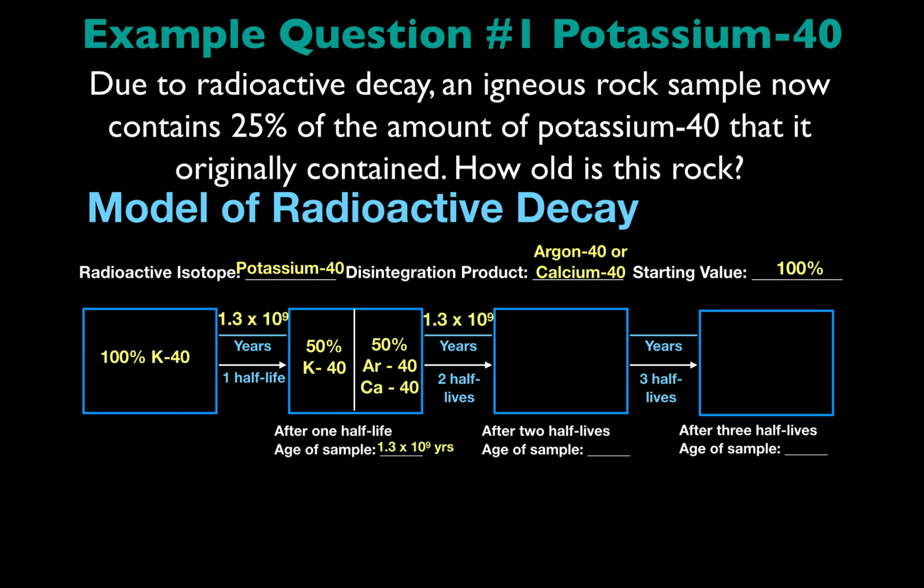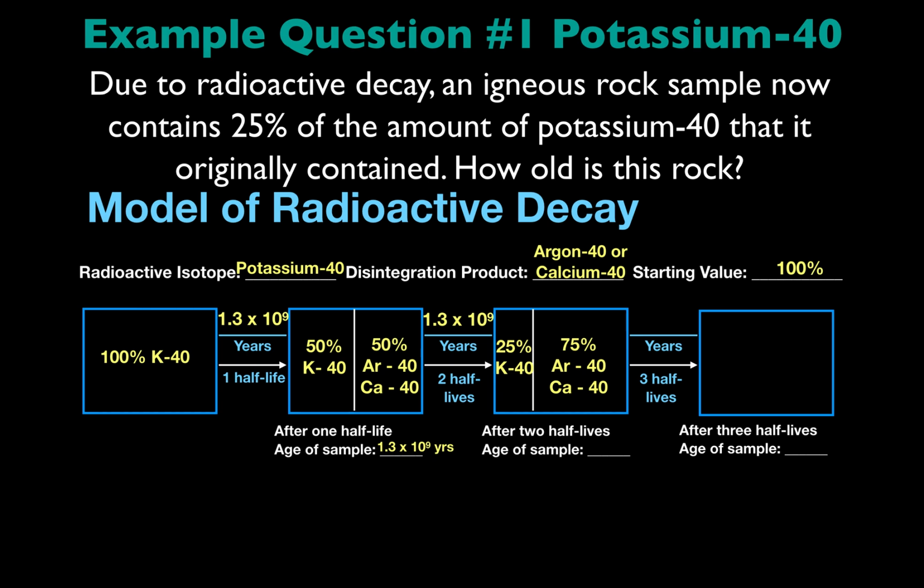As time goes on, another 1.3 times 10 to the 9th years goes by, a second half-life has passed. That 50% potassium-40 that we had is going to get cut in half again and reduced to 25% potassium-40, which means the remaining 75% is going to be argon-40 or calcium-40.